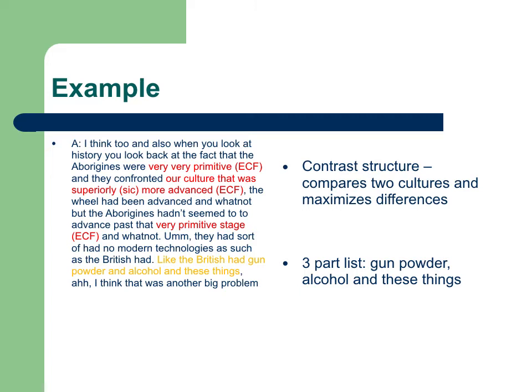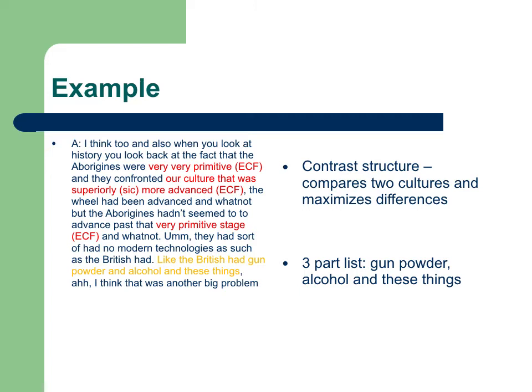Note the way in which two cultures are contrasted, and this is what we mean when we talk about contrast structures. Indigenous culture is contrasted with non-Indigenous culture, in particular European culture, and we'll see that later on he specifically refers to the British, so we can assume British culture here, if not European. And down the bottom you can see the use of a three-part list where A describes that the British had gunpowder, alcohol, and these things.